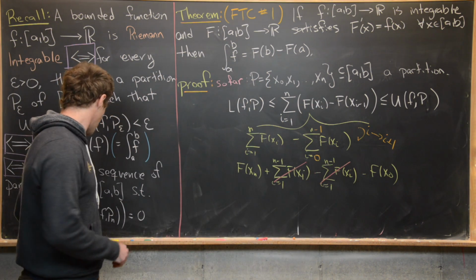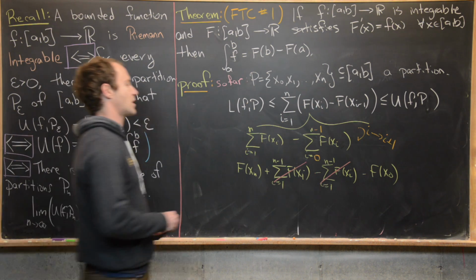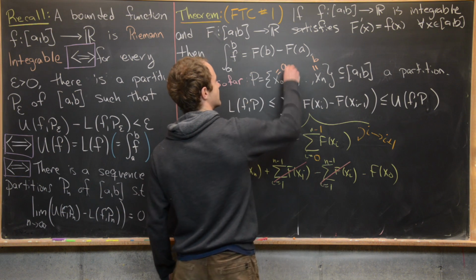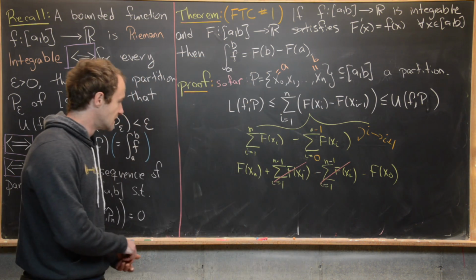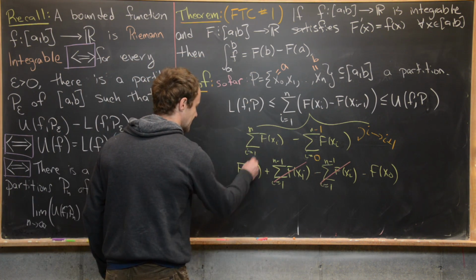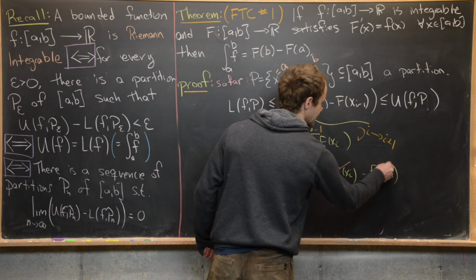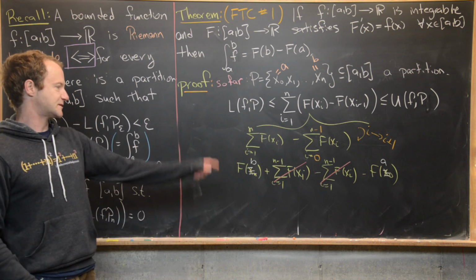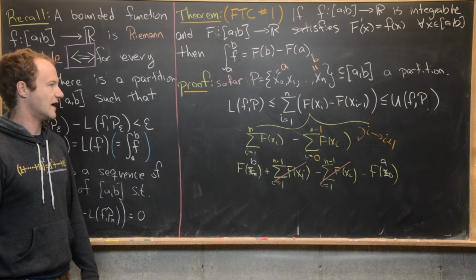Furthermore, because of the structure of our partition, we know that x_n is equal to b and x_0 is equal to a. So that means we can replace this with b and this with a. So this whole middle part collapses to F of b minus F of a.